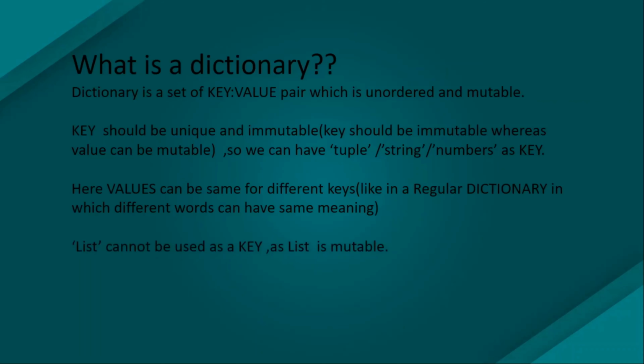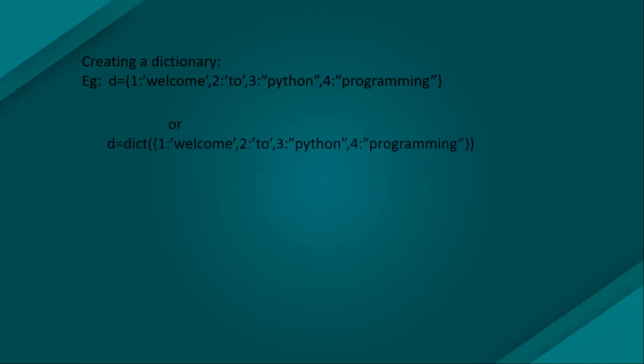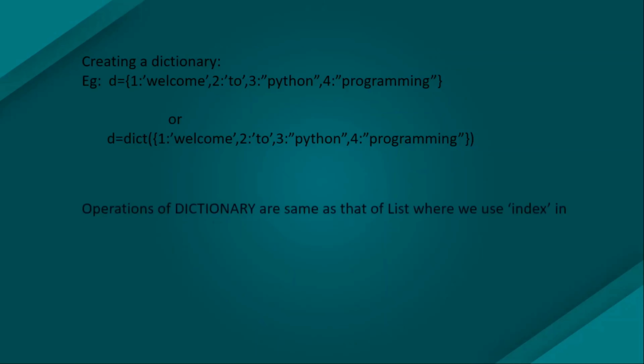A dictionary can be created by placing key value pairs inside curly brackets. So let's create a dictionary. This can be done in two ways. One is directly by placing the key value pairs inside curly brackets, or else by using a dict constructor. And the operations of a dictionary are the same as those in a list, where we use key instead of index.